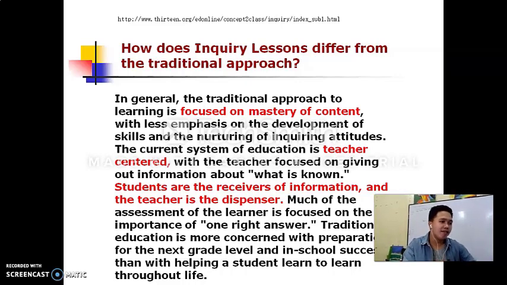So, with less emphasis on the development of skills and the nurturing of inquiring attitudes, the current system of education is teacher-centered. Diba? Teacher-centered siya. Way back in traditional, with the teacher focused on giving out information about what is known. Si teacher lang talaga nagdi-discuss kung ano ang dapat malaman ng estudyante, which is mali. Okay? So, students are the receivers of information and the teacher is a dispenser. Much of the assessment of the learner is focused on the importance of the right answer. Diba totoo?